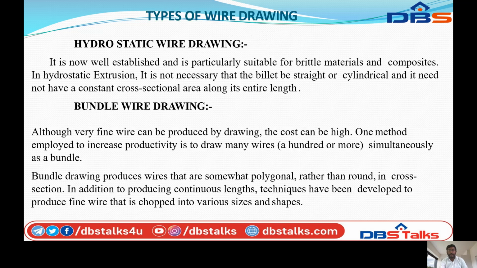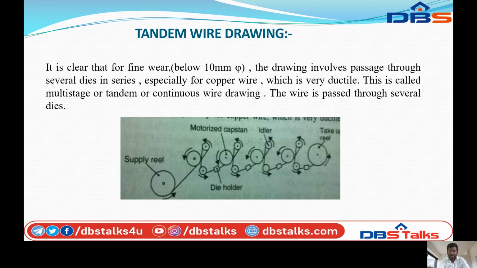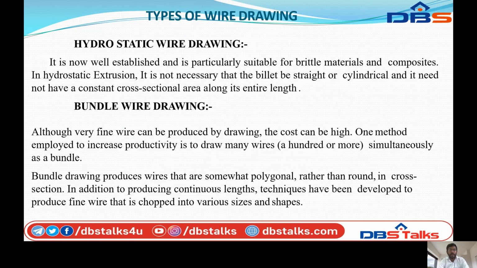Types of wire drawing: hydrostatic wire drawing, bundle wire drawing, tandem wire drawing. So these are the types of wire drawing. We can discuss it one by one. First, hydrostatic wire drawing. It is now well established and is particularly suitable for brittle materials and composites in hydrostatic extrusion. It is not necessary that the product be straight or cylindrical, and it need not have a constant cross-sectional area along its entire length.